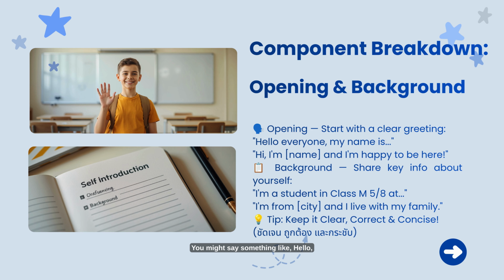You might say something like, "Hello everyone, my name is," your name, or, "Hi, I'm," your name, and I'm happy to be here. Next, let's share some key information about yourself. This is where you give your audience a snapshot of who you are. You could mention, "I'm a student in class M58 at school name," and add a personal touch with, "I'm from city, and I live with my family." Remember, keep it clear, correct, and concise. These 3 C's will help make your introduction impactful and easy for your audience to follow.